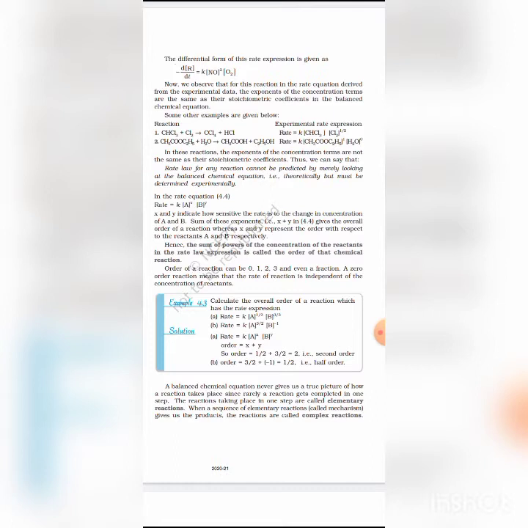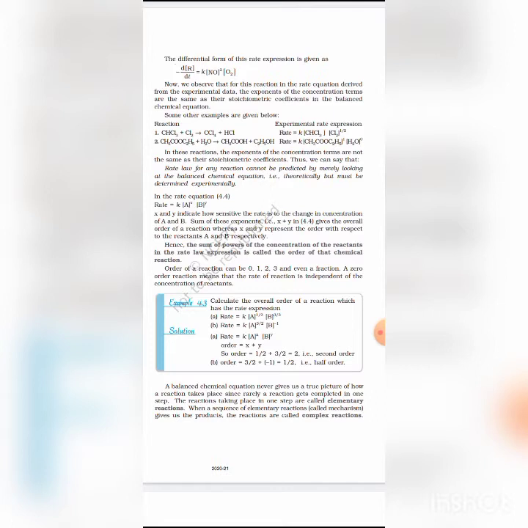Example of first order reaction, students. All radioactive disintegrations are of the first order. Decomposition of sulfuryl chloride, SO2Cl2, when it breaks into SO2 plus Cl2, is also a first order reaction.